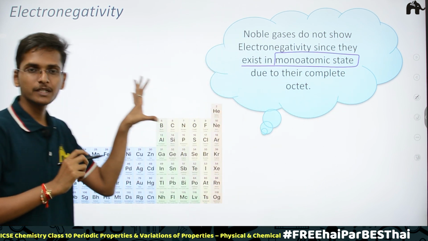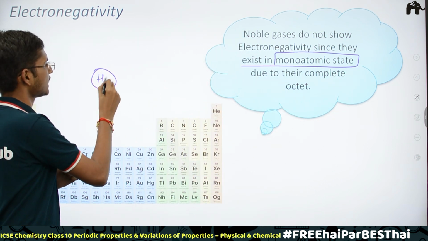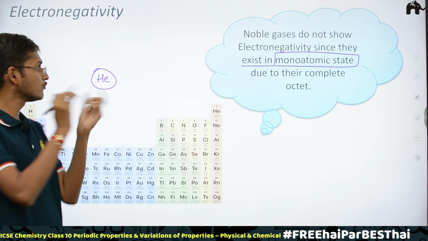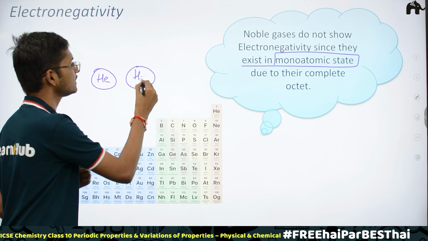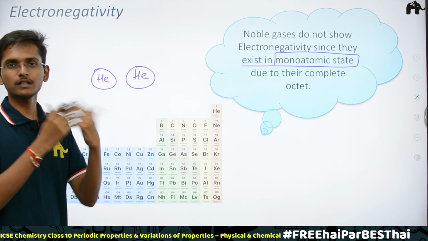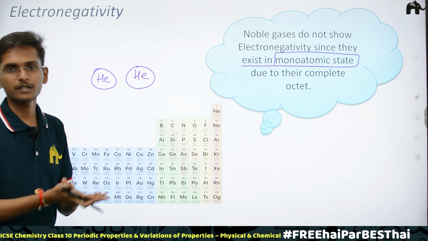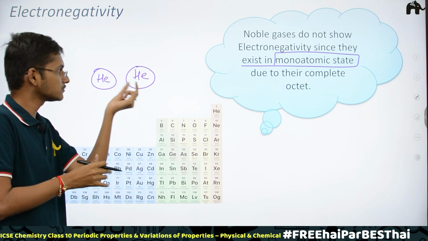Okay, now what does this mean? Suppose I'm taking an atom of helium. So this helium atom exists as a helium atom. It won't even combine with another helium atom. Leave aside the point that it would combine with the atom of some other element. It won't even combine with the helium atom itself.